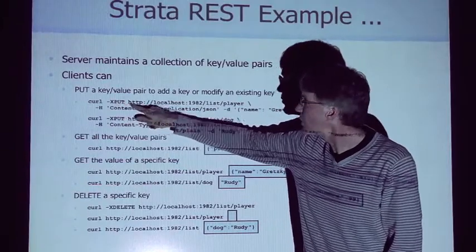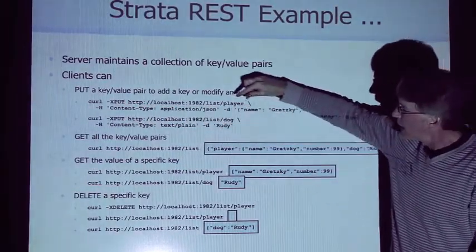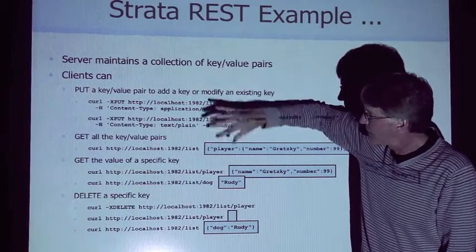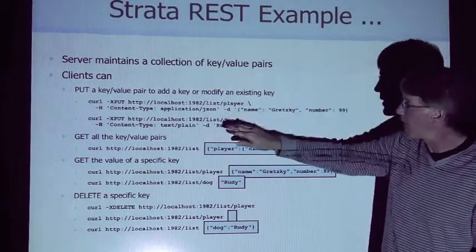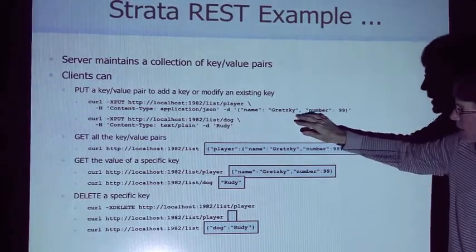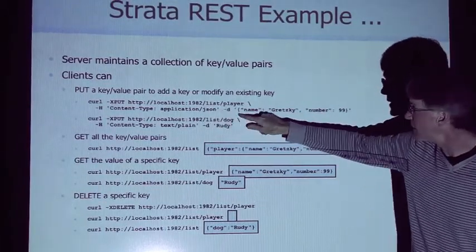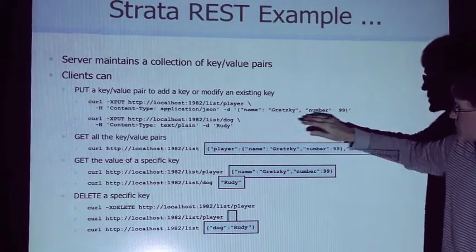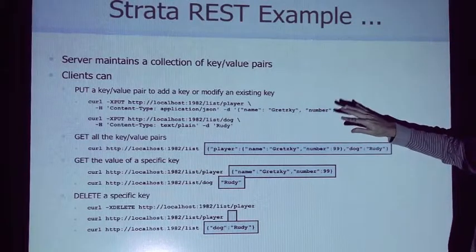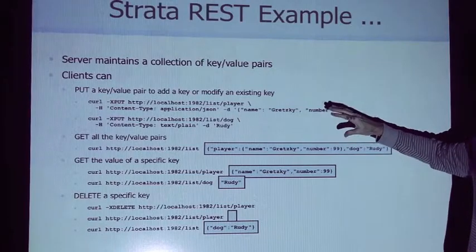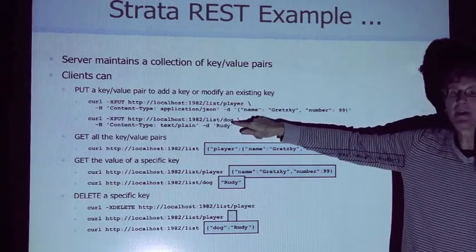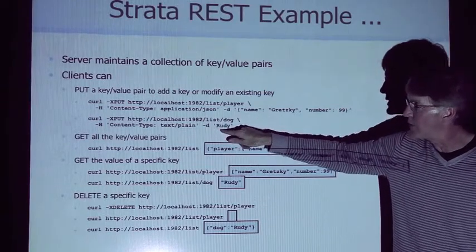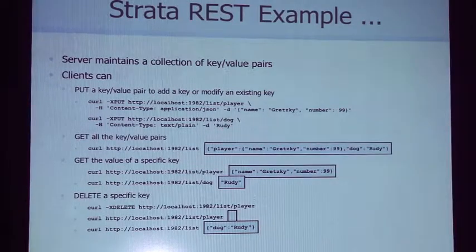So here I'm issuing a put request, and here's my URL. So my service here is called list, and then this is a key. And then the content that I pass in this case it's JSON data, it's a JavaScript object, name is Gretzky, number is 99. So I'm going to put that into my collection of data with the key of player, and that's the value. And then I'll do that again, the key is dog, and the value is not JSON, it's just a plain string with the name Rudy.